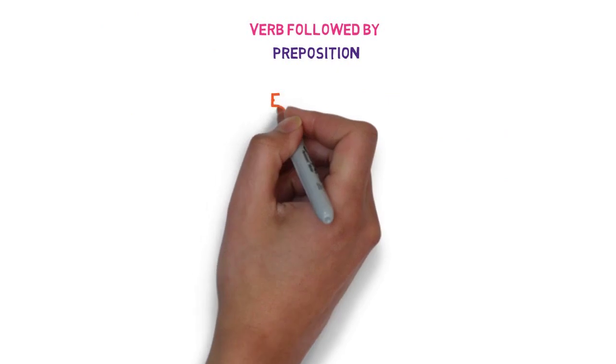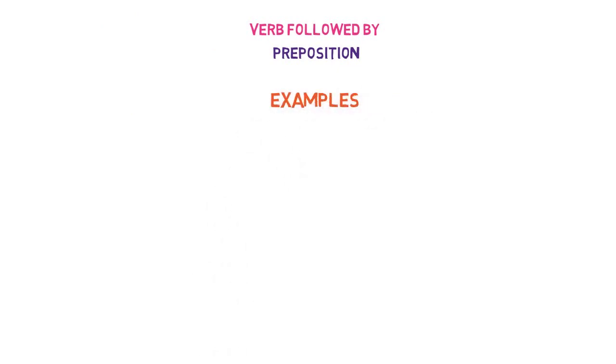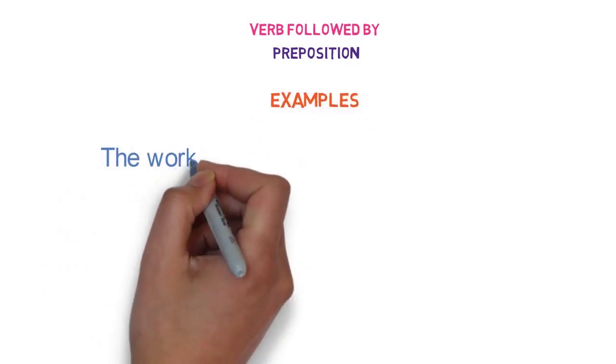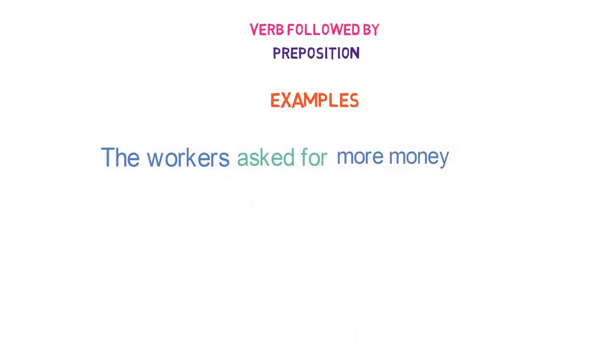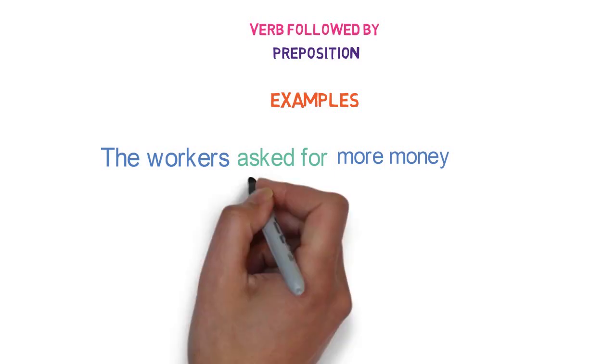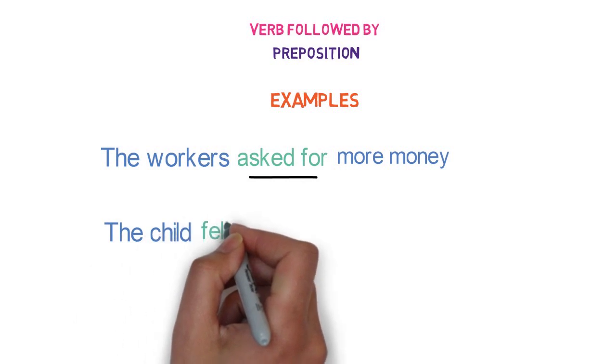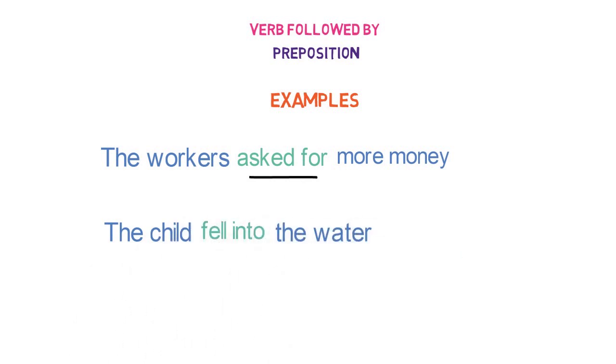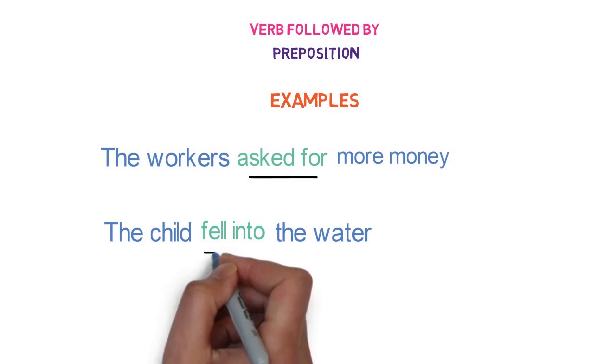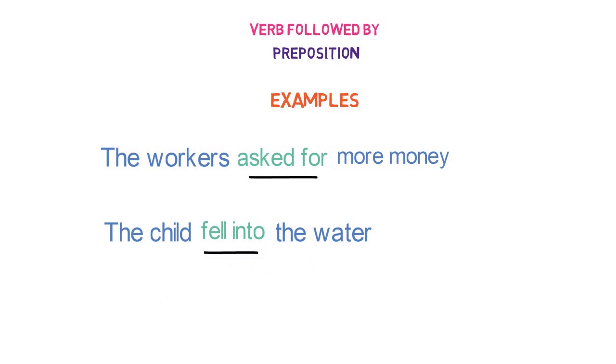Now, let's see examples of verbs followed by preposition. The workers asked for more money. Here, asked is the verb and for is the preposition. The whole group of words asked for is a phrasal verb containing a preposition. Let's look into the next example. The child fell into the water. Here, fell is the verb and into is the preposition. And the whole group of words fell into is a phrasal verb containing a preposition.